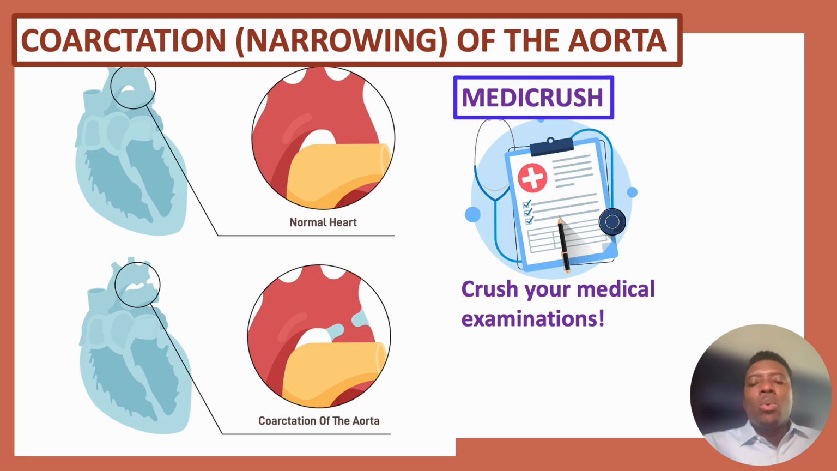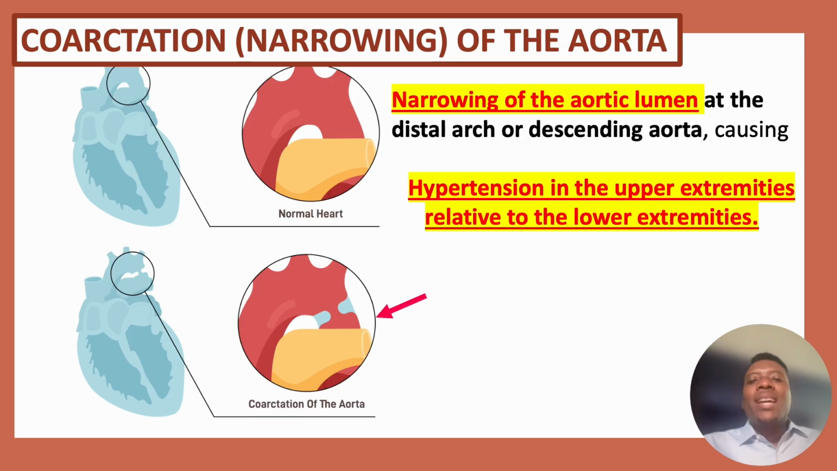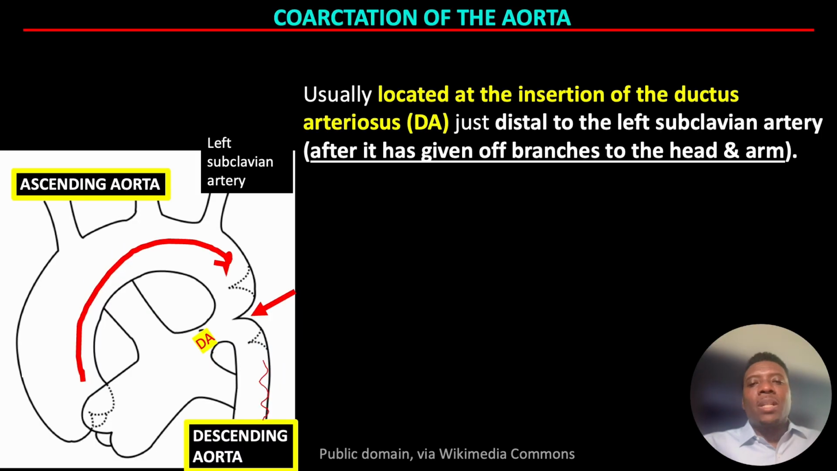In this video, we will cover coarctation of the aorta. Coarctation is a fancy word for describing narrowing of the aortic lumen at the distal arch or the descending aorta. This narrowing usually occurs at what is known as the aortic isthmus. An isthmus is an area that connects two larger areas.